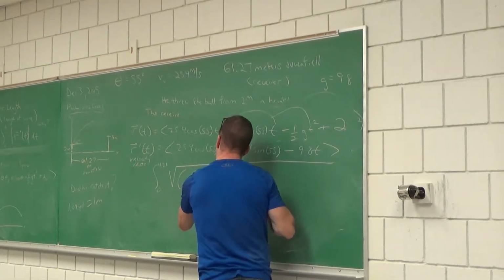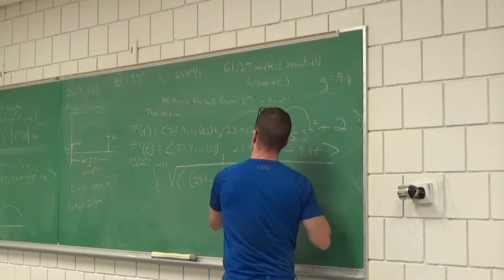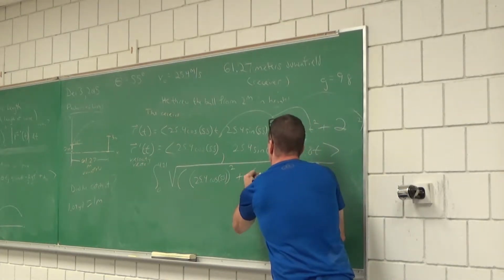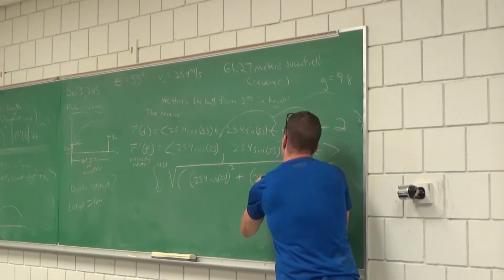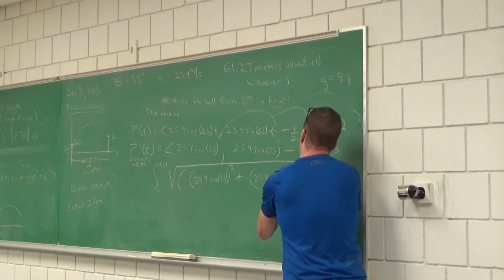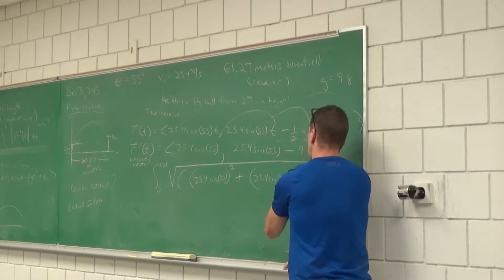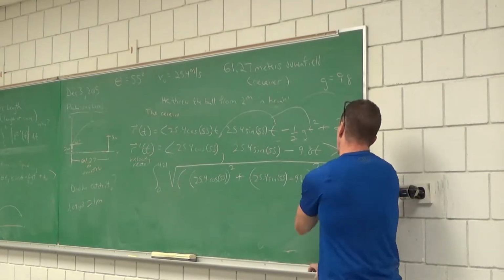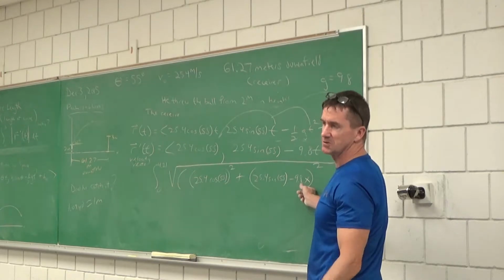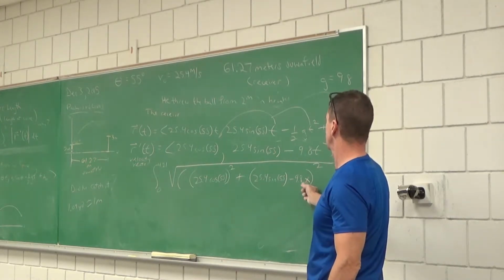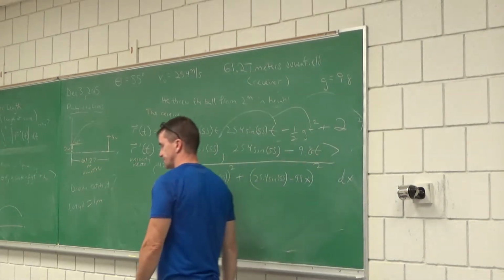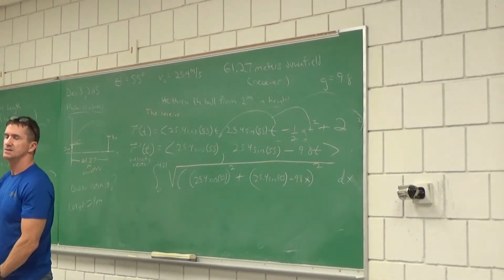25.4 cosine of 55, plus, square all this, 25.4 sine 55 minus 9.8. You want to just use the variable x off the calculator? I'll put a dx here, just because most people use the letter x off the calculator. Just be careful with the calculator parentheses, and we'll see what you get.